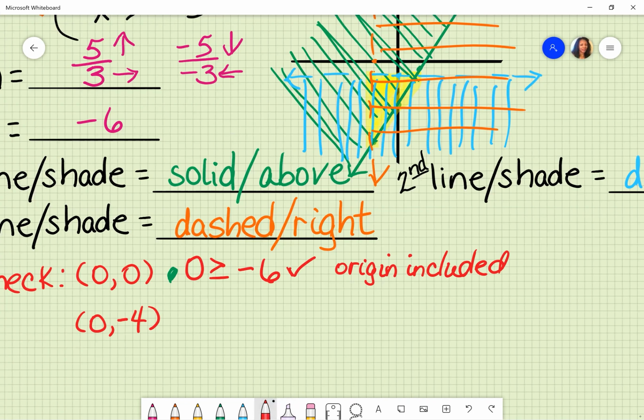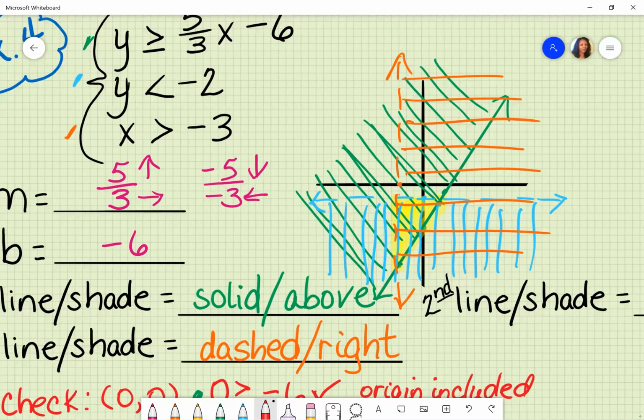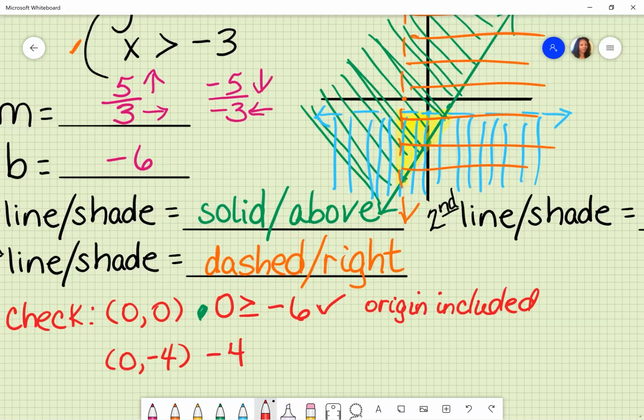So now when I substitute back in for my y-intercept, this is asking if all the points on that line actually are included. So I'm going to replace my y this time with -4, and it should be greater than or equal to -6 if it is a solid line. -4 is bigger than -6. So that's the easiest way to check your work to make sure that you are on track.